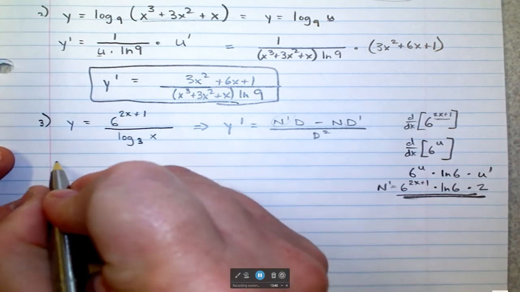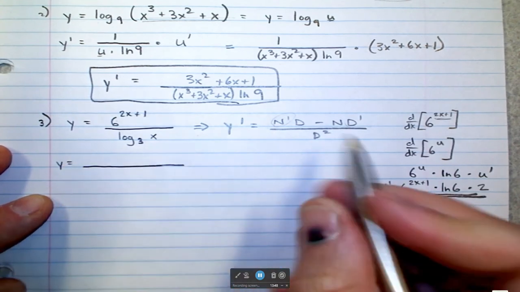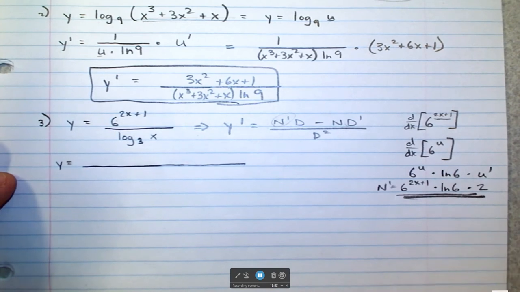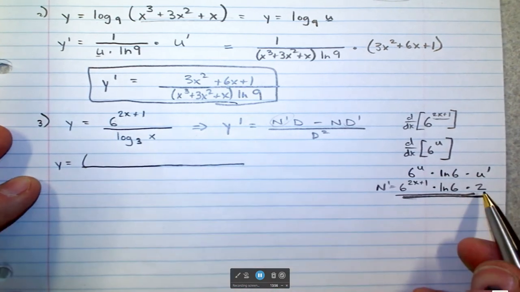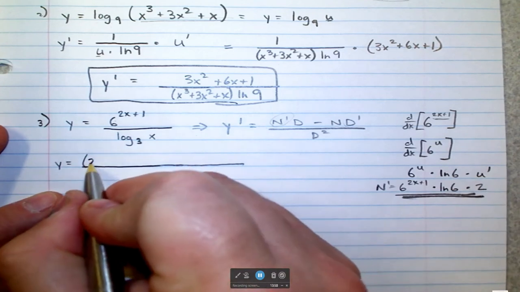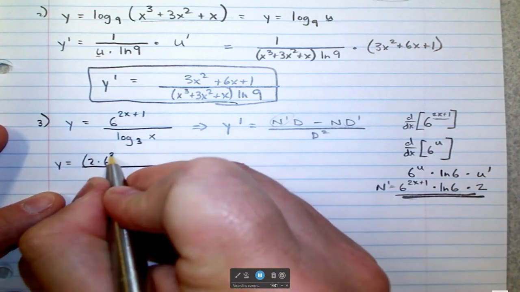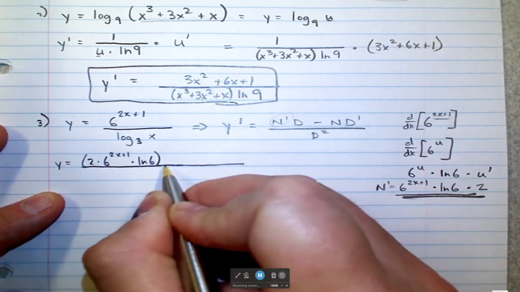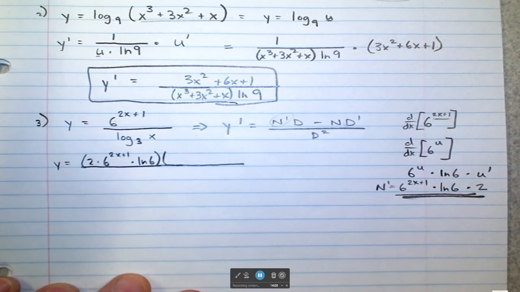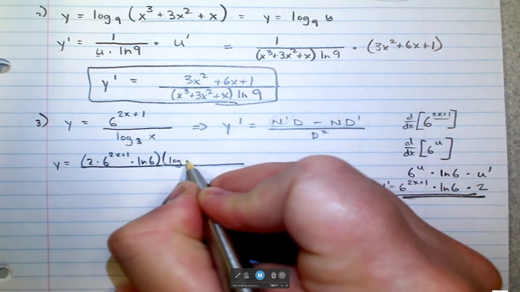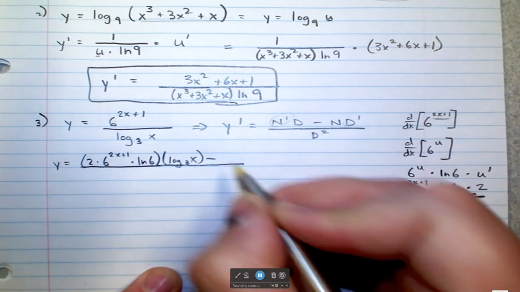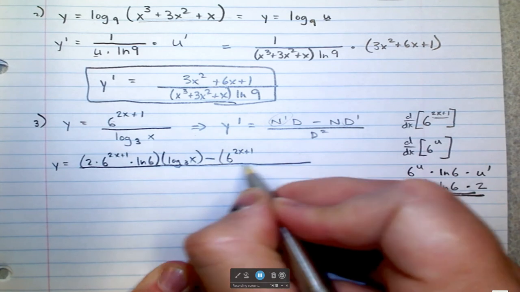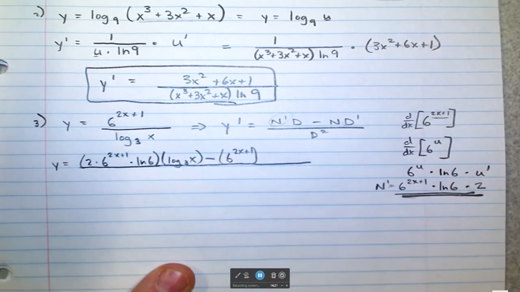So when I come down here and write y prime equals, and I have this big long fraction bar, I'm not crazy, because that's n prime. I'm going to write it in a different order. I'll put that 2 out front. So it'll be 2 times 6 to the 2x plus 1 times the natural log of 6 times the denominator, which is log 3 of x, minus the numerator times the derivative of the denominator.